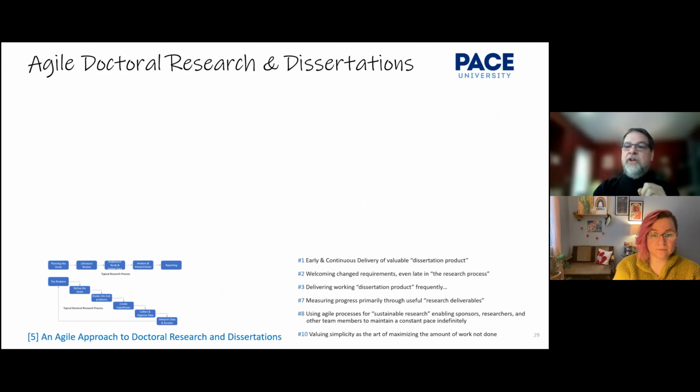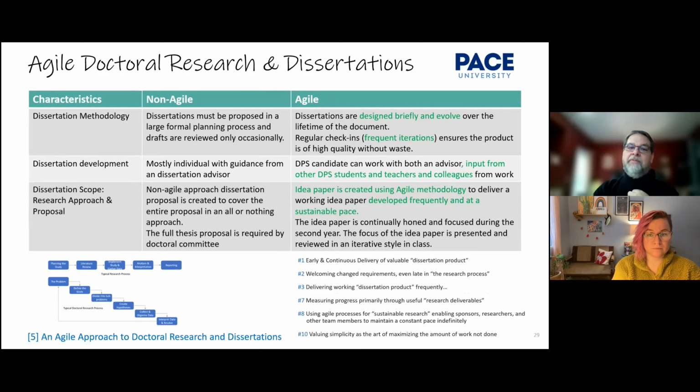All right, so there's this paper out of Pace University where they actually rejiggered their doctoral research around Agile methods. And they came out with this paper and they said, here's how we used to do it. Here's how we're doing it as Agile. So let's say the dissertation methodology. What they do is that dissertations are designed briefly and evolve over the lifetime of the document. They have regular check-ins, frequent iterations that ensure the product, that is the dissertation proposal, is of high quality and eliminates waste. It's focused, it's lensed.